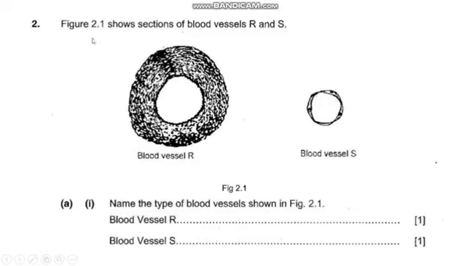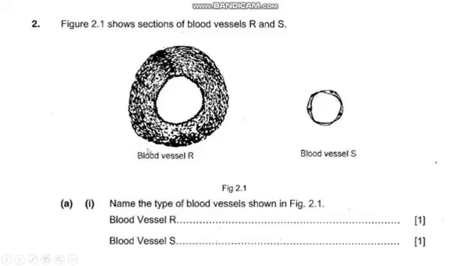The question reads, figure 2.1 shows sections of blood vessel R and blood vessel S. So this is figure 2.1. So here we have blood vessel R and here we have blood vessel S. So let us look at our question A1. Our question A1 reads, name the type of blood vessels shown in figure 2.1.